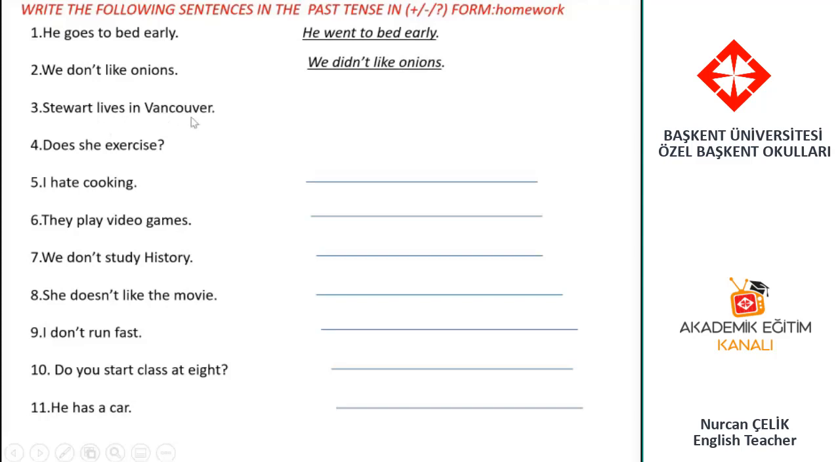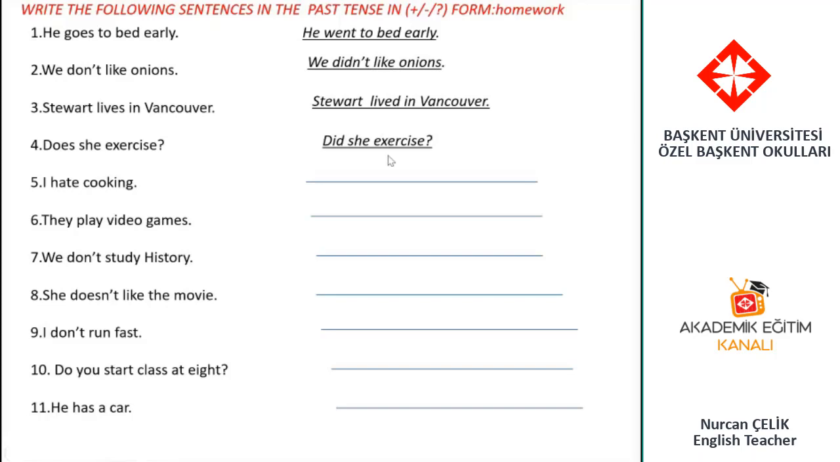Stuart lives in Vancouver. Stuart lived in Vancouver. And this is a question. See how does it change? Does she exercise? In simple present tense, this changes to did. Do and does change to did in past tense. Did she exercise? Not verb to. Be careful. In questions and in negative forms, we use base forms.